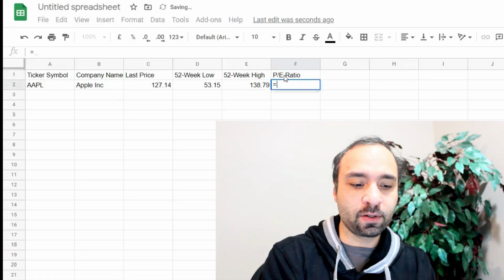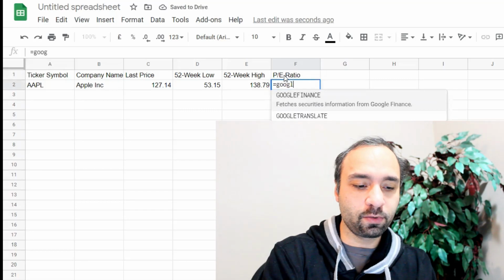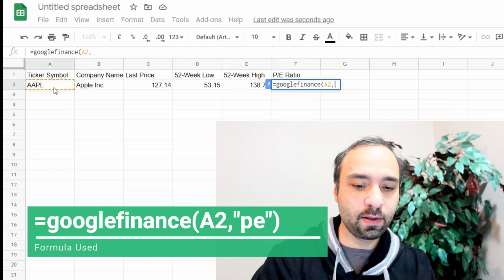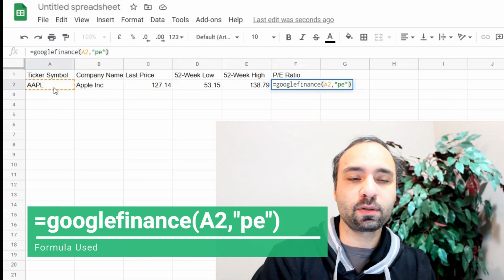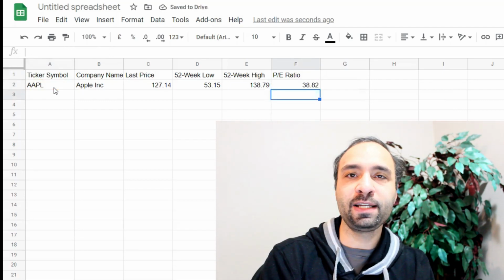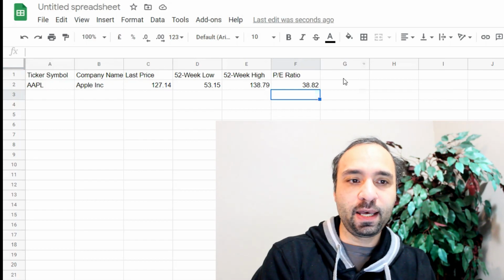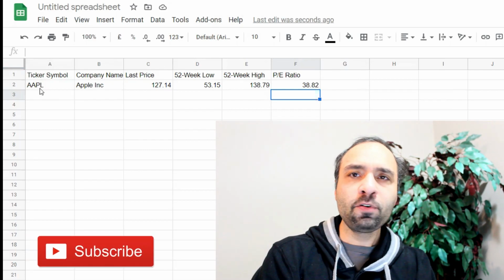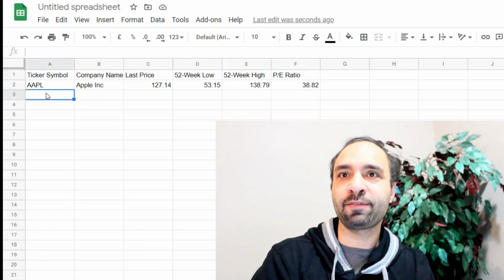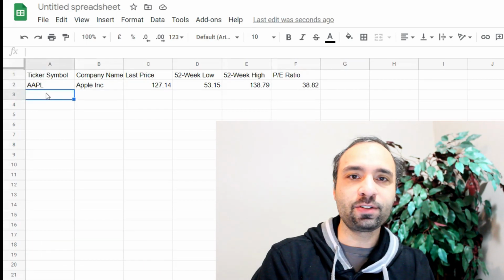So for this one, we're going to say equal Google Finance, parentheses open, choose the ticker symbol, comma, quotation open, PE, quotation close, parentheses close. There we go. So Apple currently has a PE ratio of 38.82. Keep that in mind. Before we continue, let's add a couple more. And from here, it's all easy. You don't have to recalculate. Let's just say you're interested in Tesla, okay?